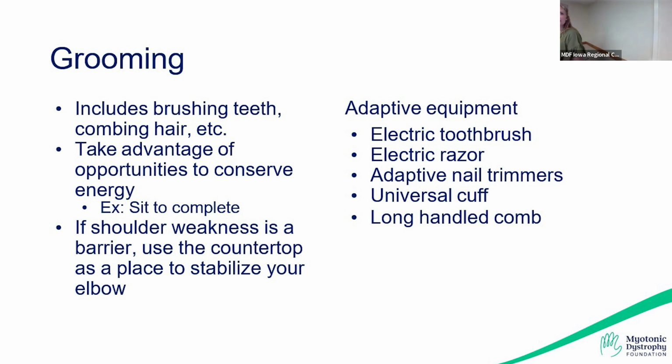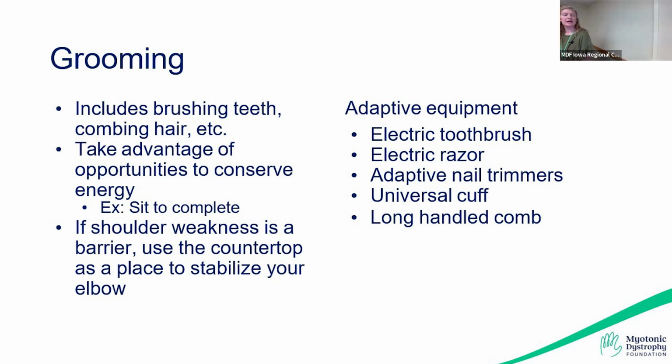And then if shoulder weakness is something that is a barrier, if you're sitting there, you can also use that countertop as a place to kind of stabilize your elbow. So if you're sitting there and you can rest your elbow there, you're not using your shoulder strength to brush your teeth quite so much. It just gives you a little bit of extra, we call it proximal stability there.